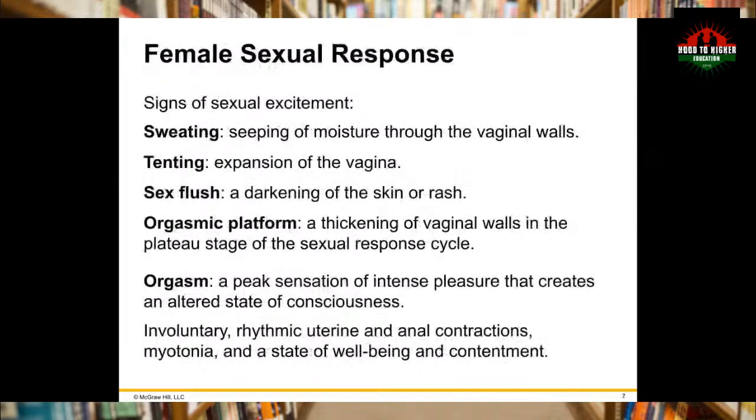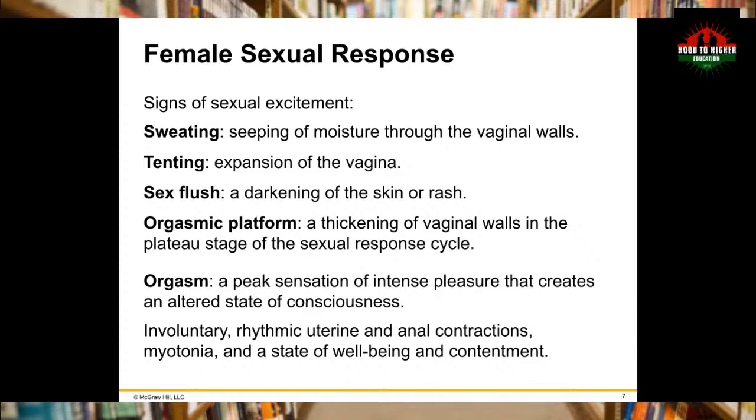So then the female sexual response, signs of sexual excitement: sweating, seeping of moisture through the vaginal walls, tenting, expansion of the vagina. The vagina expands. Sex flush, a darkening of the skin or a rash, right? In certain areas, men and women can have a sex flush. This isn't unique to any specific gender. Men and women can have these.